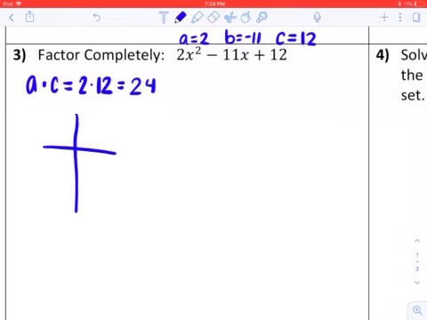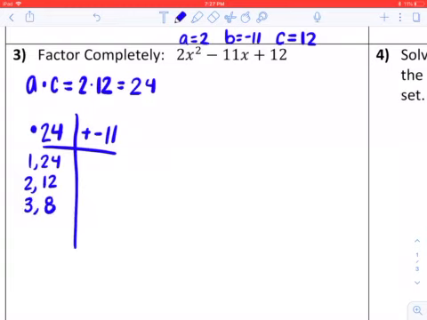So that's where our T-chart comes in. I need the numbers to multiply to 24, and I need them to add to your B value, which again, my B value is the negative 11. So this needs to add to negative 11. So basically I go through and I list all of the numbers that multiply to 24. So that's 1 and 24, 2 and 12, 3 and 8, 4 and 6.